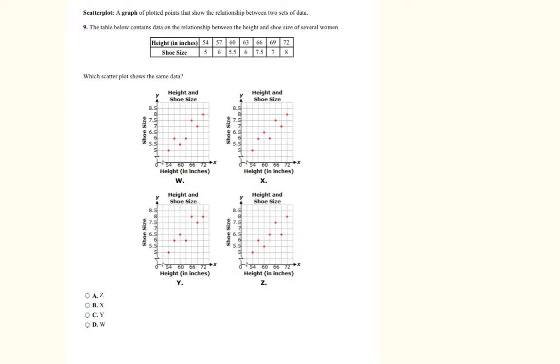So this first column, 54, 5, is like your coordinate point. And you just need to see which one of those scatter plots have that coordinate. And it might be all of them, or we might be able to eliminate something. So if I go to 54 and up to 5, there's a point in each of the choices. So they all have that point. So then I go to 57, 6. In each of the choices, there's a point.